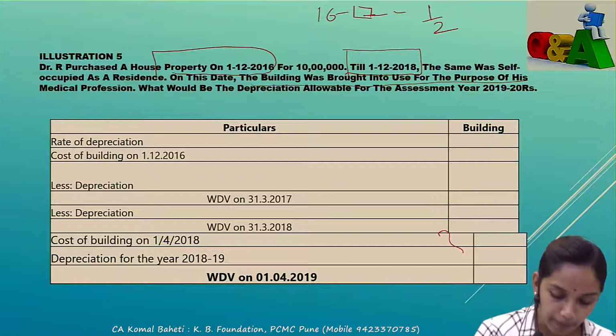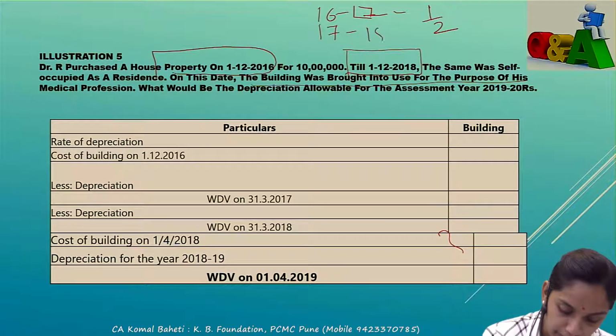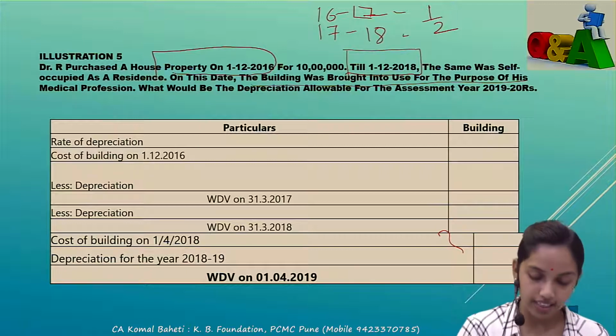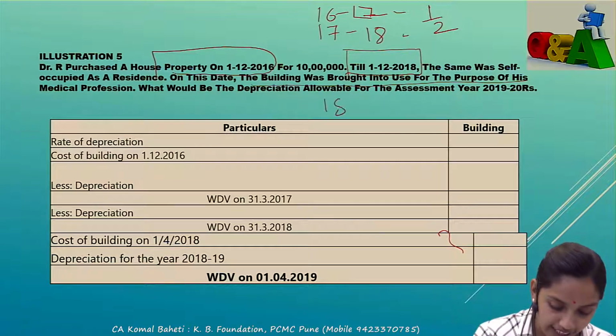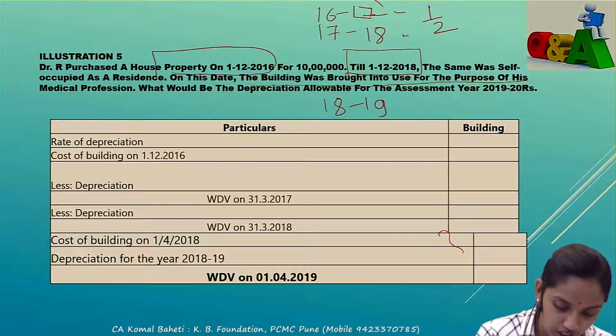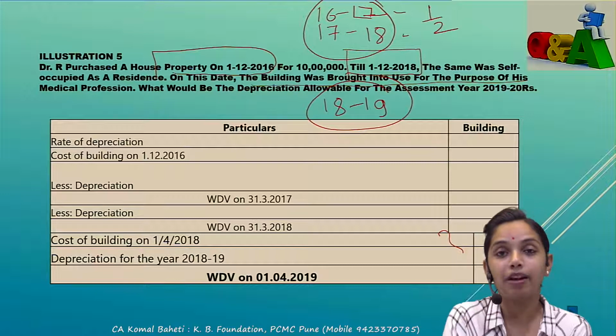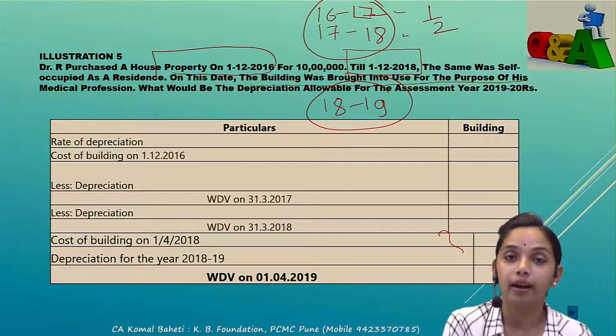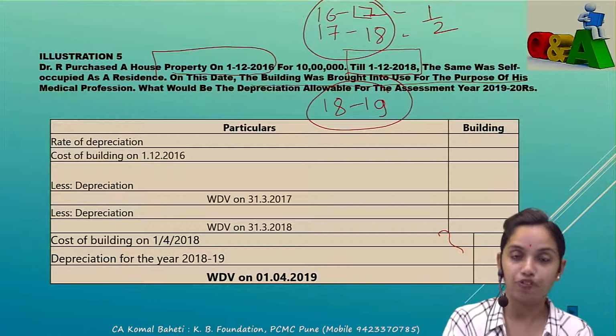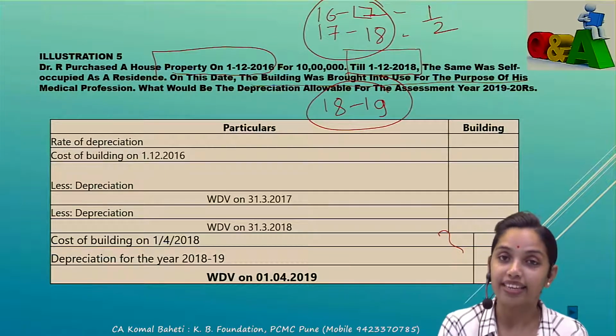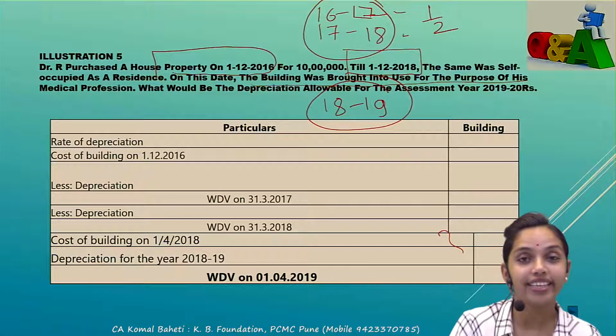Correct? What about 17-18? There would be a full depreciation. Next, look now at 18-19. This is notional depreciation, and for 18-19 the actual depreciation is available to the professional income. Correct? In PGBP, in his professional income calculation, you will get the actual depreciation for the year 18-19.